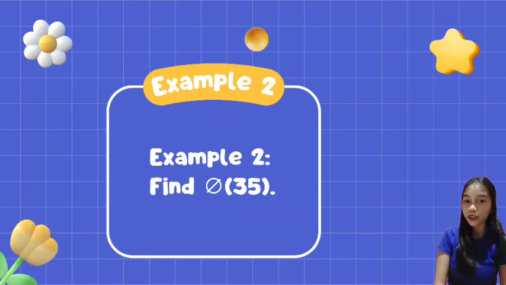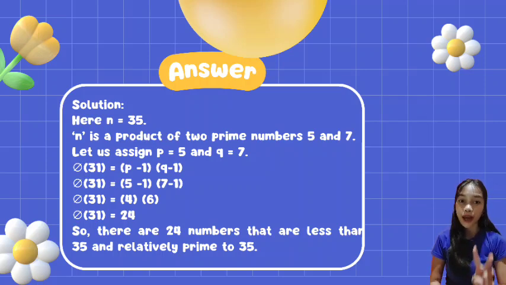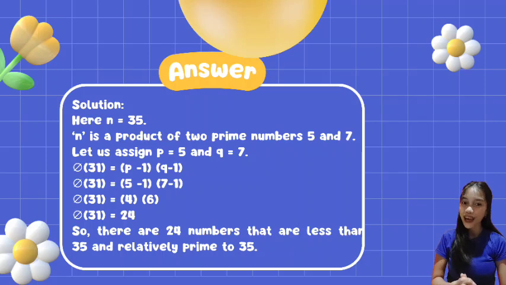For example number 2, we have find phi of 35. First, we are going to identify the value of n. For this example, n is equal to 35. And we all know that 35 is a composite number. And 35 has 2 positive prime factors, which are 7 and 5. Let us now assign 5 as our p and 7 as our q. So phi of n is equal to the quantity of p minus 1 times the quantity of q minus 1.